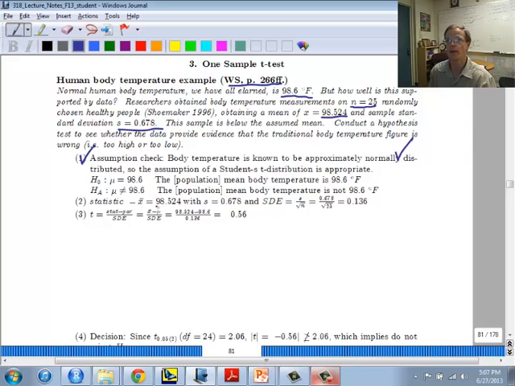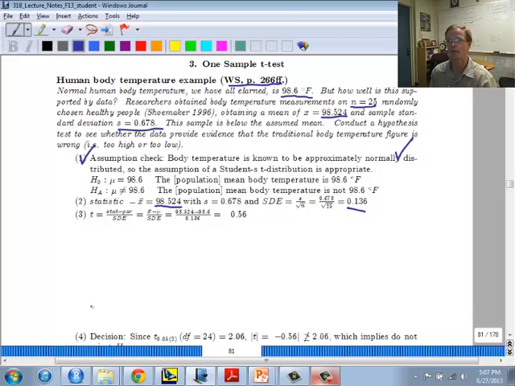Okay, the 98.524 is my sample mean. Standard error, I have that put out as well: 0.678 over root 25, the square root of the sample size. Okay, so that gives me 0.136.